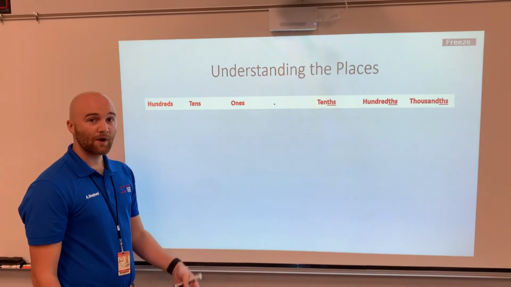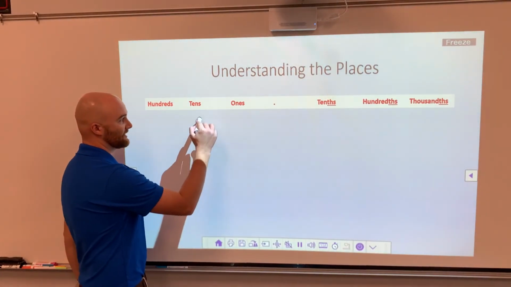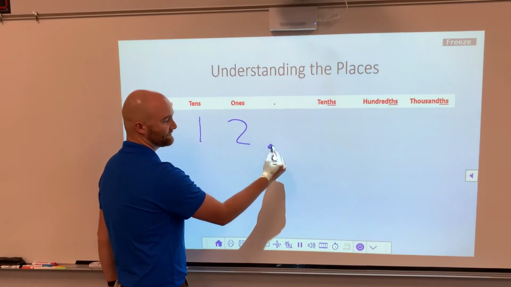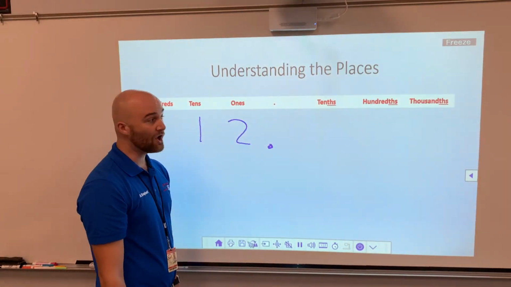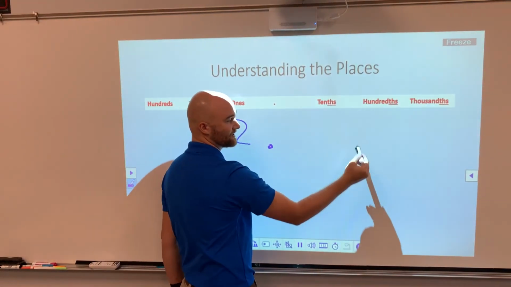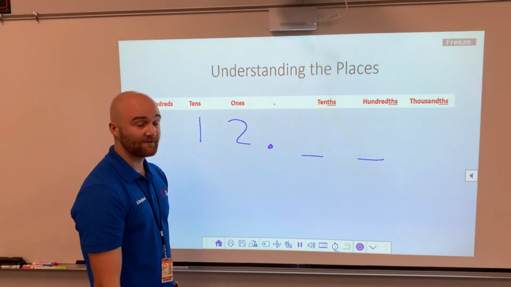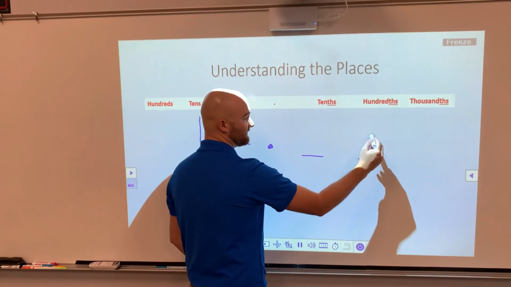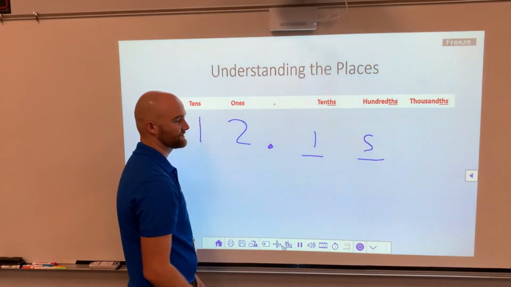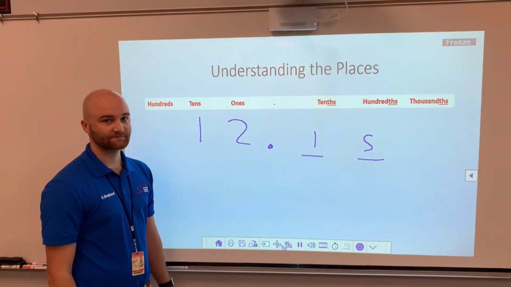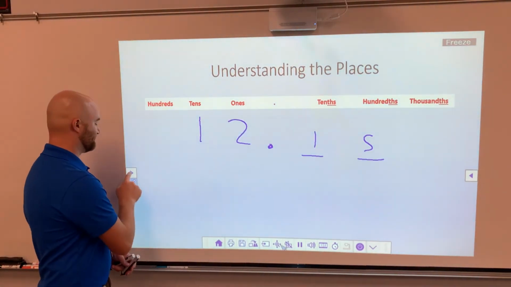Okay, so 12 and 15 hundredths. That's 12 and is the decimal. Then I want 15, and I know I want it to end in the hundredths. So I write out my places. Now I have to write 15, so it ends there. 15 hundredths. Did you get it right? Thumbs up or thumbs down? 12 and 15 hundredths. Let's try another one.